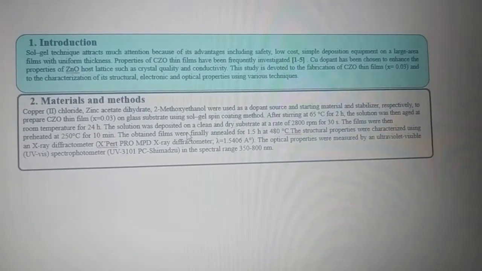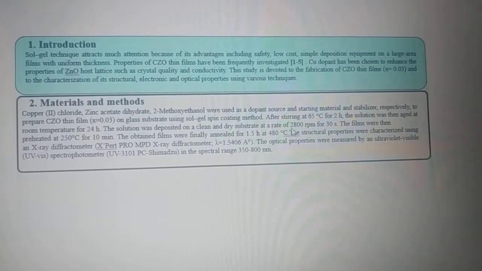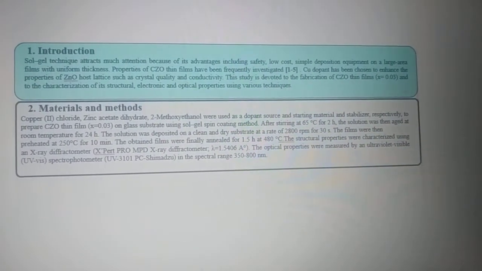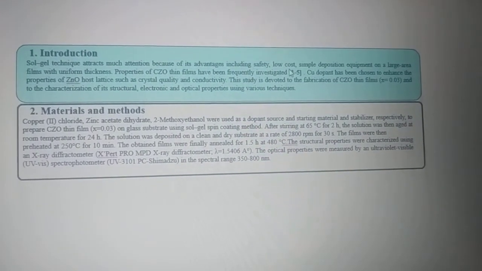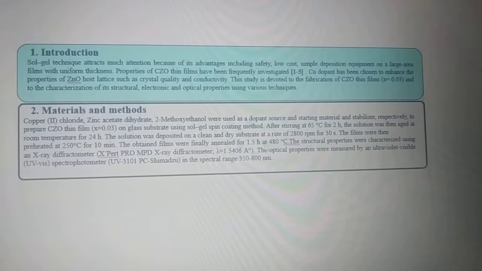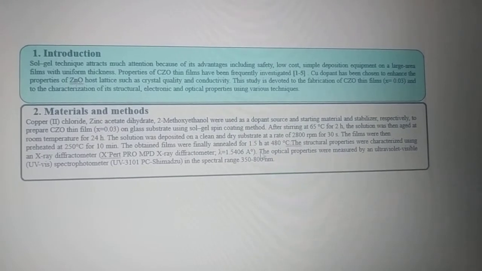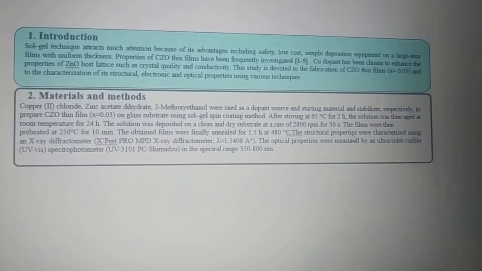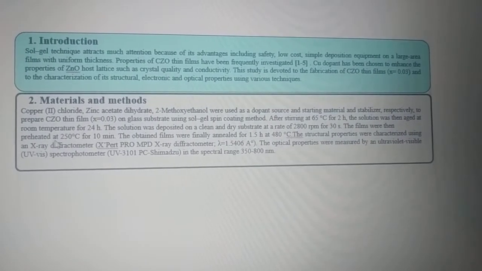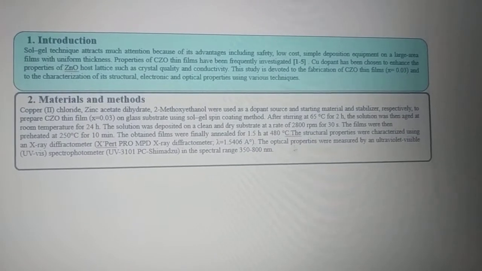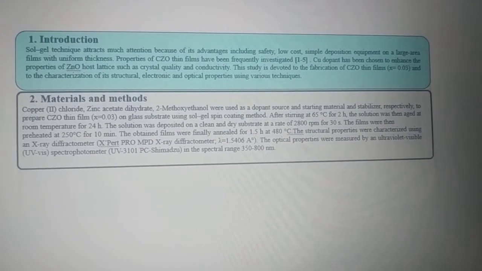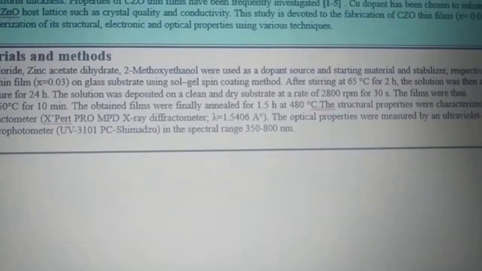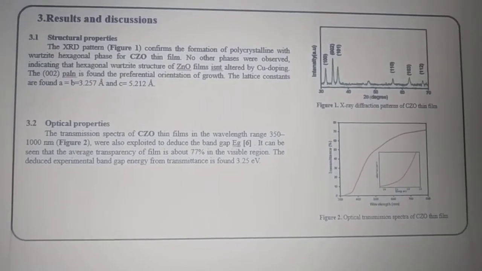The solution was deposited on a clean and dry substrate at a rate of 2,800 rpm for 13 seconds. The films were then preheated at 215 for 80 minutes. The obtained films were finally annealed for 1/2 hours at 480 degrees Celsius. The structural properties were characterized using an X-ray diffractometer. The optical parameters were measured by an ultraviolet-visible spectrometer in the spectral range 314 and 800. Third one is results and discussion.